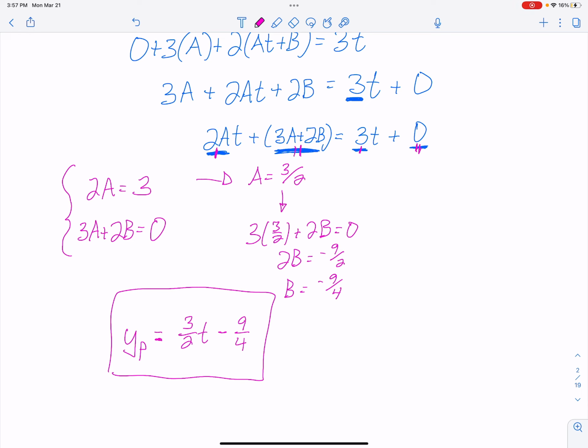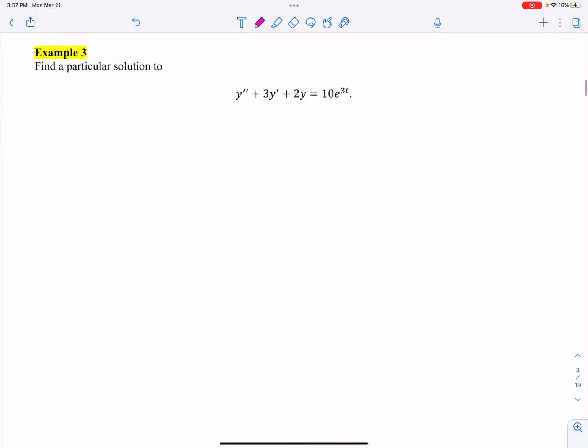Okay, so let's take off on this next one. I'm going to give you 3 solutions where they all have 3 different types. I think the third one is going to be a bit weird, but we'll take a look at it. So find a particular solution to that.